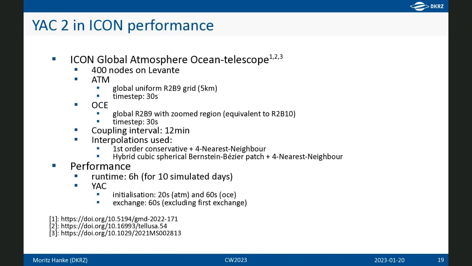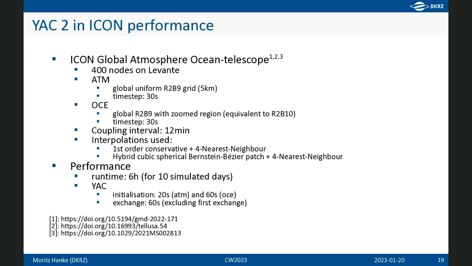I asked for some performance results, and for the aforementioned R2B9 setup, I got some numbers that were generated by a run at our local system using 400 nodes. The atmosphere ran using a uniform global grid with a 5 kilometer spacing and a 30-second time step. And the ocean used this R2B9 grid with zoomed regions and also with a 30-second time step. Coupling interval was 12 minutes.